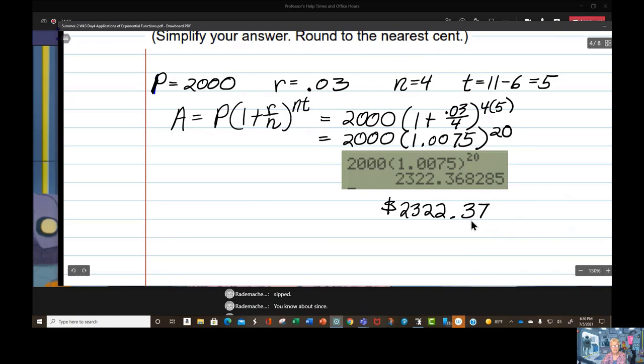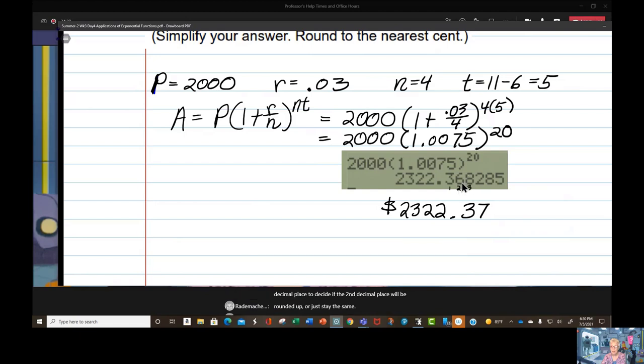Cents is 2 decimal places. So we come down here, if you remember. Here's the first decimal place. Here's the second decimal place. Here's the third decimal place. You have to look at the third decimal place to decide if the second decimal place will be rounded up or just stay the same.